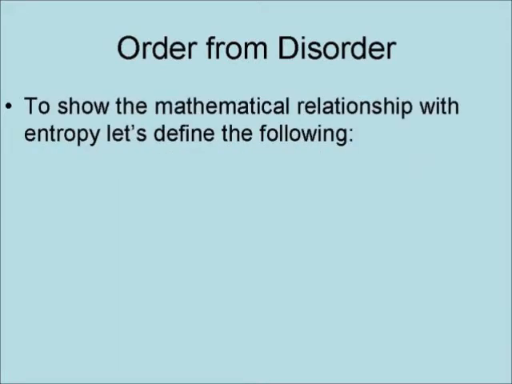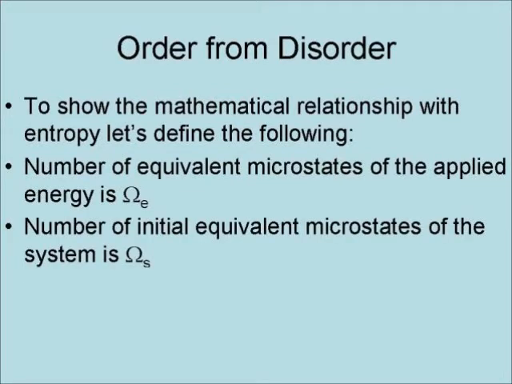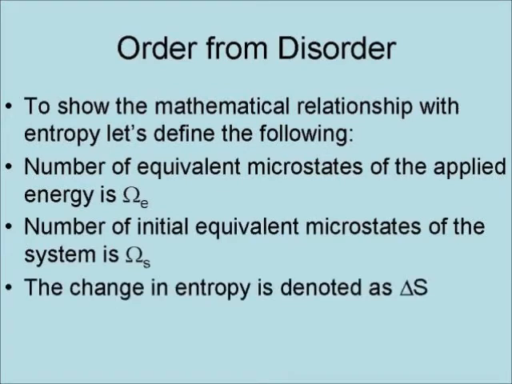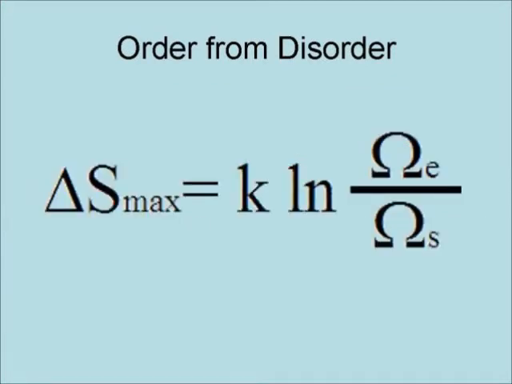To show the mathematical relationship with entropy, let's define the following. The number of equivalent microstates of the applied energy is omega sub E. The number of initial equivalent microstates of the system is omega sub S. The change in entropy is denoted as delta S. K is the Boltzmann constant. This results in delta S max equaling K times the natural logarithm of omega E over omega S.